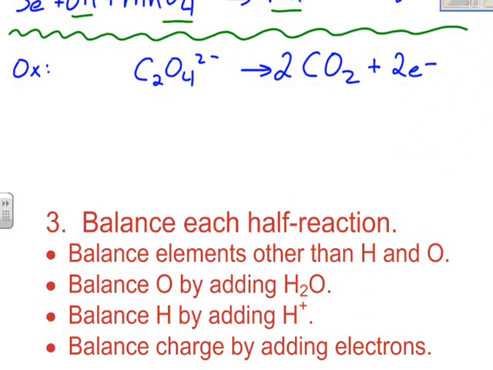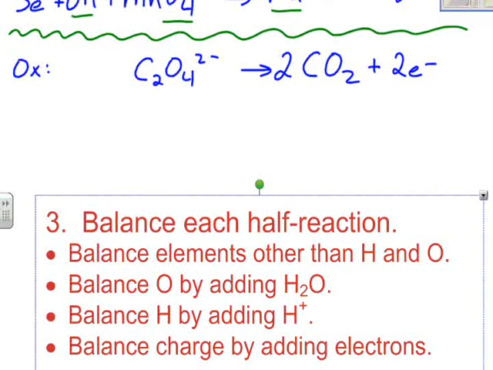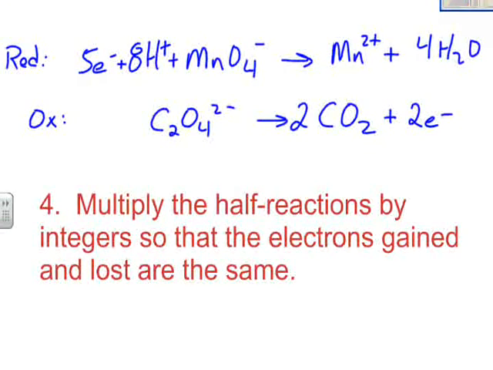Now let's get rid of this part here. So here I put the two half reactions together, and we're going to use rule number 4, which says to multiply the half reactions by integers so that the electrons gained is equal to the electrons lost. So we have 5 electrons gained in our reduction half reaction and 2 electrons lost in our oxidation half reaction. So our lowest common multiple would be 10.